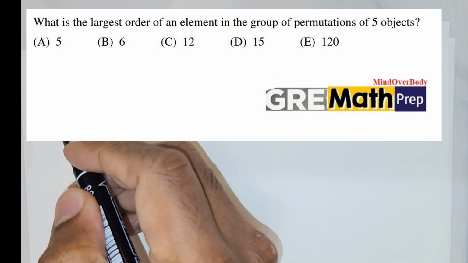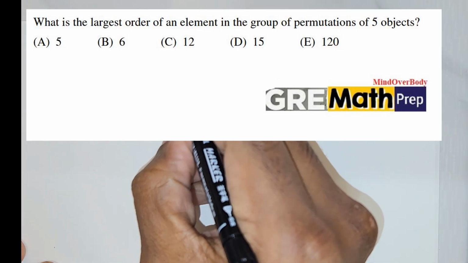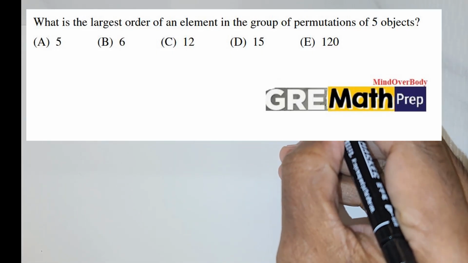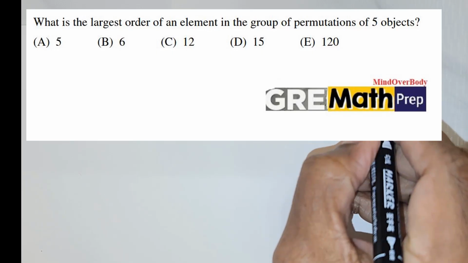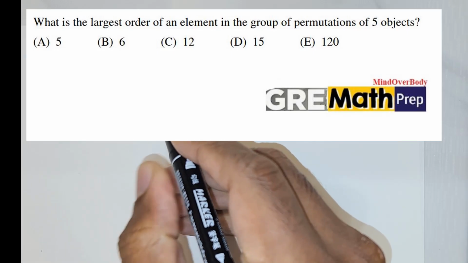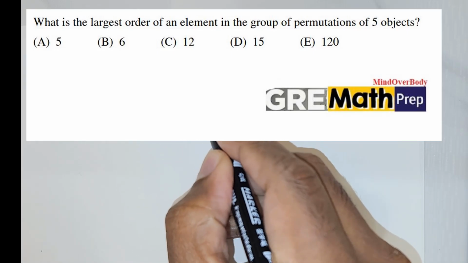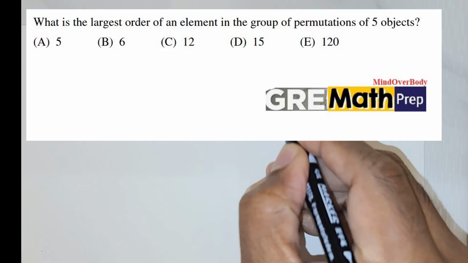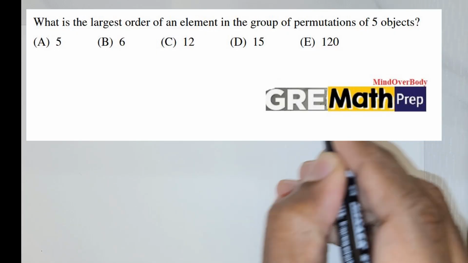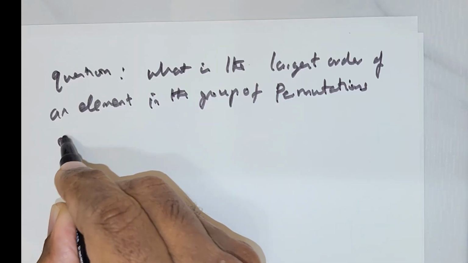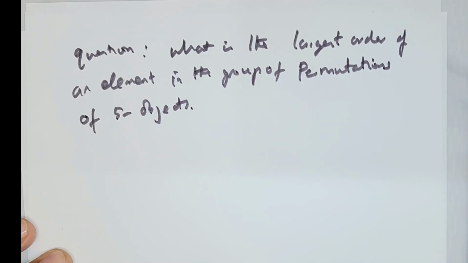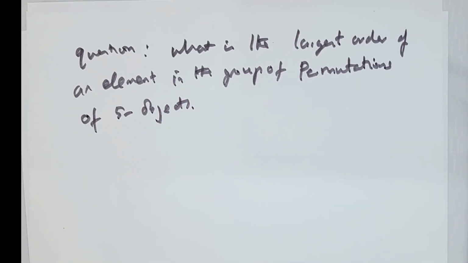Okay, so this is the next question. The question is, what is the largest order of an element in the group of permutation of 5 objects? So go through this question and answer it.